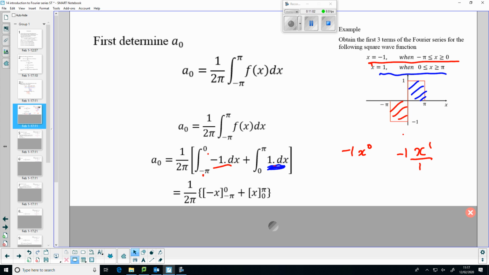So that's the integration. Added together, that's for the 1 over 2 pi applied to all of it.